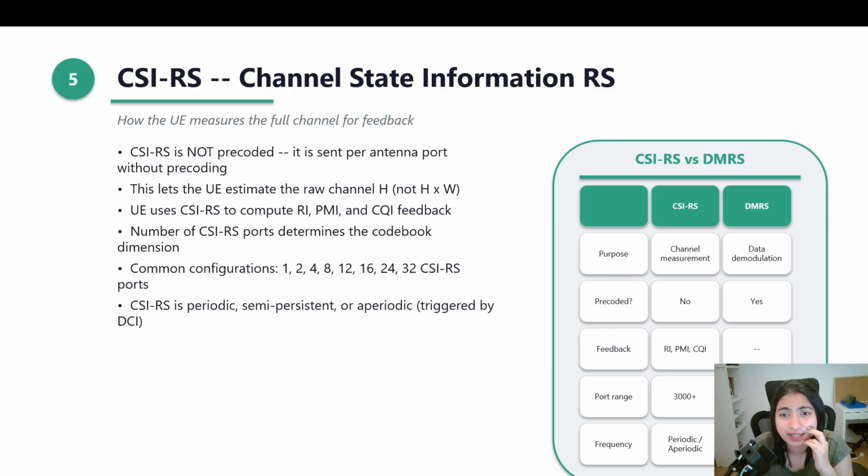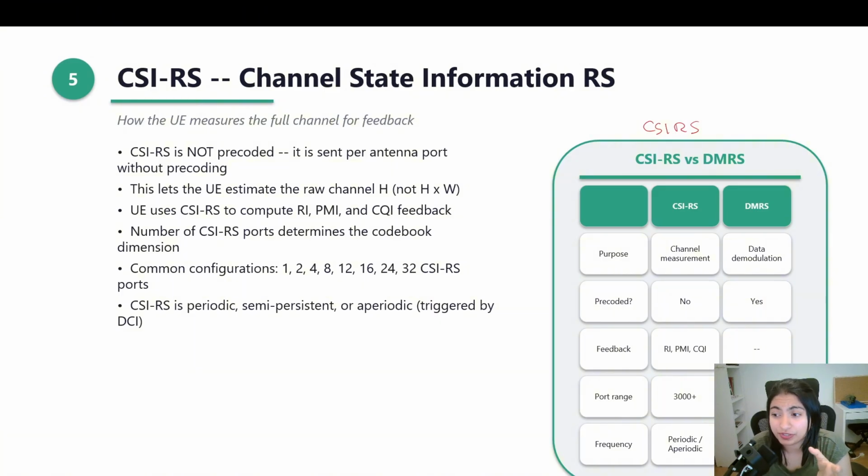Now the next reference signal that we talked about is CSI-RS, or channel state information reference signal. CSI-RS is quite the opposite of DMRS. It is not precoded. It is sent per antenna port without precoding. So the UE can estimate the raw channel and report PMI, channel quality indicator, and rank by estimating the CSI-RS. So CSI-RS is sent by the gNodeB in downlink, and the UE estimates it and reports it in uplink.